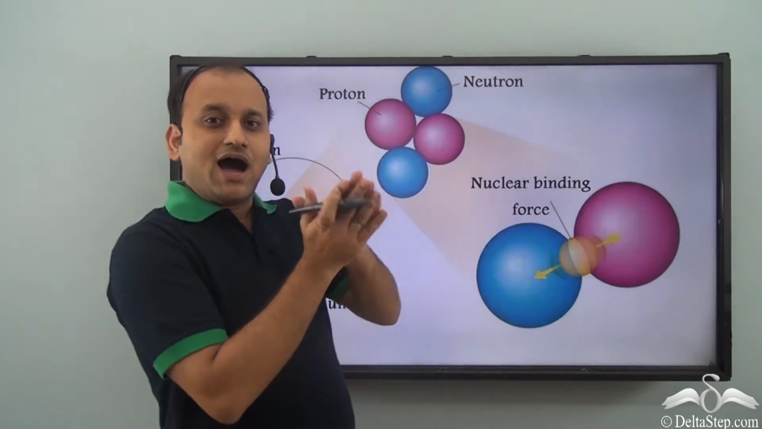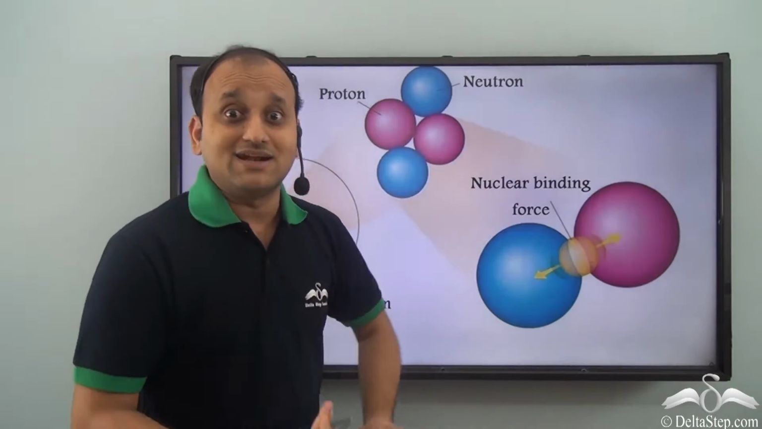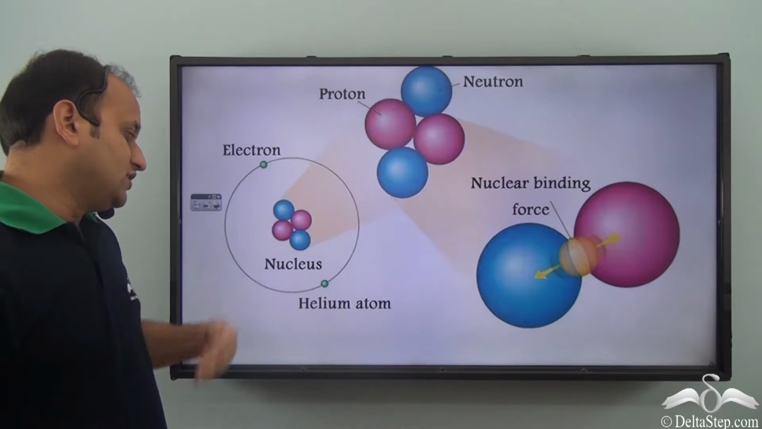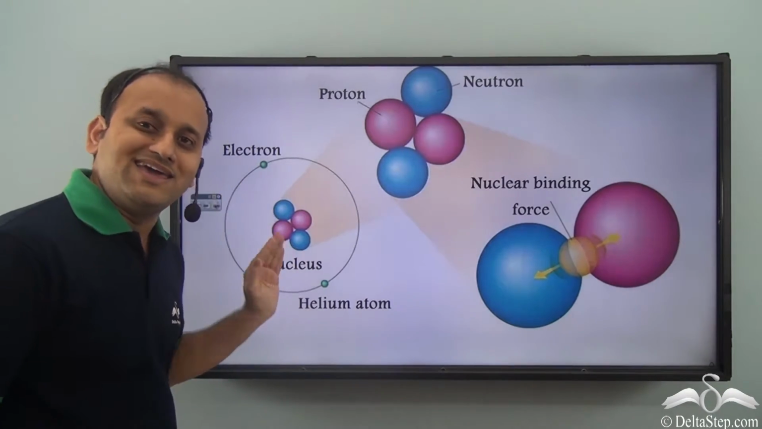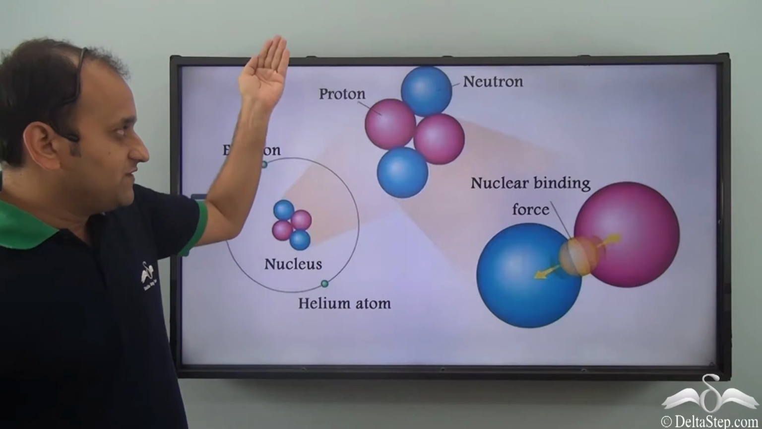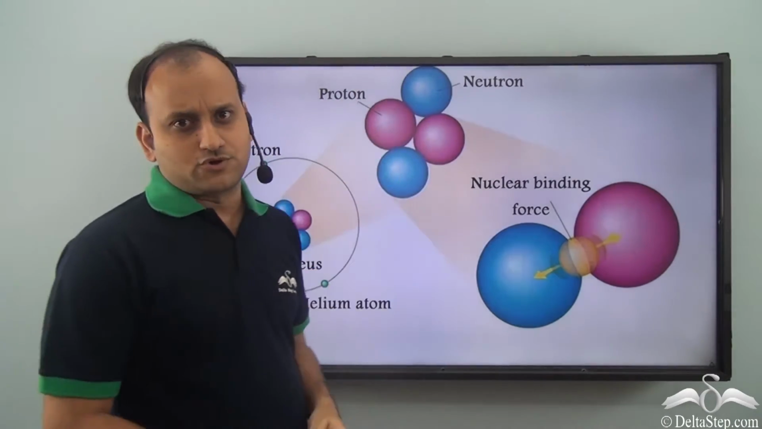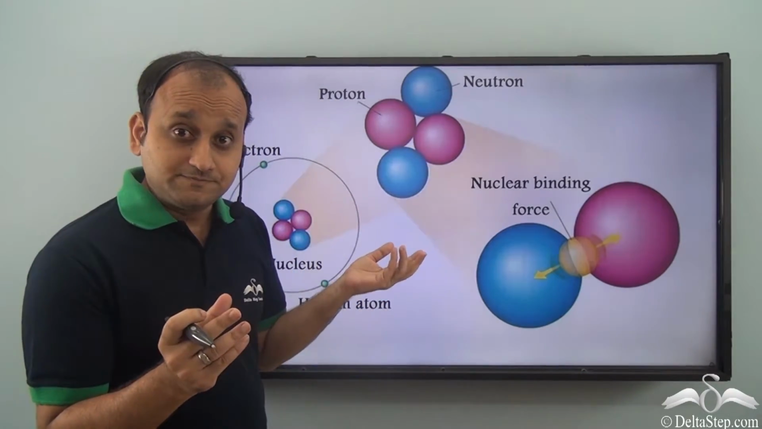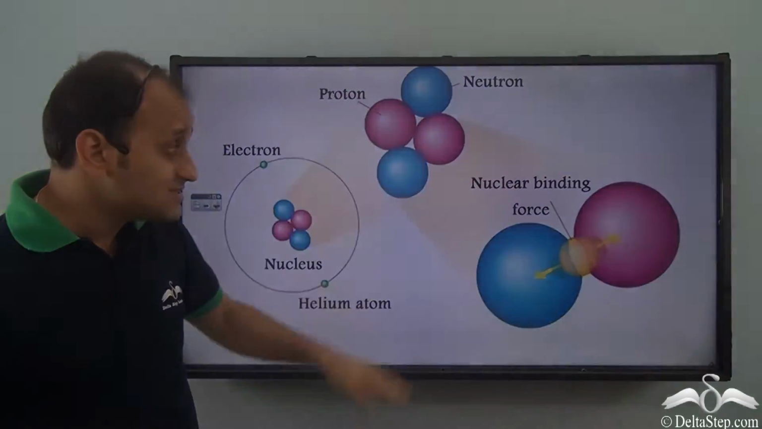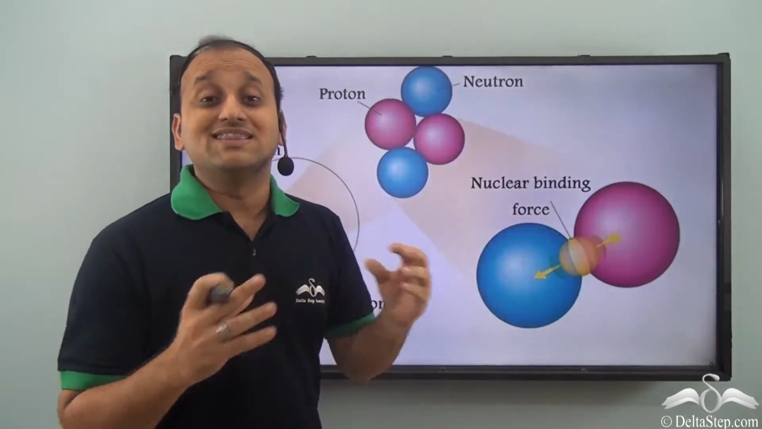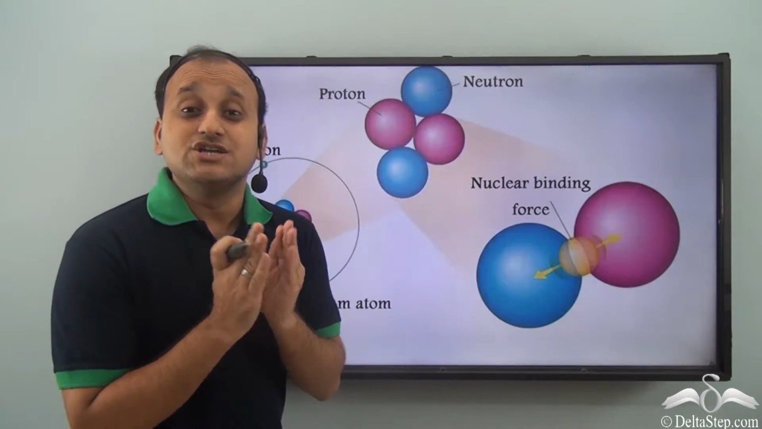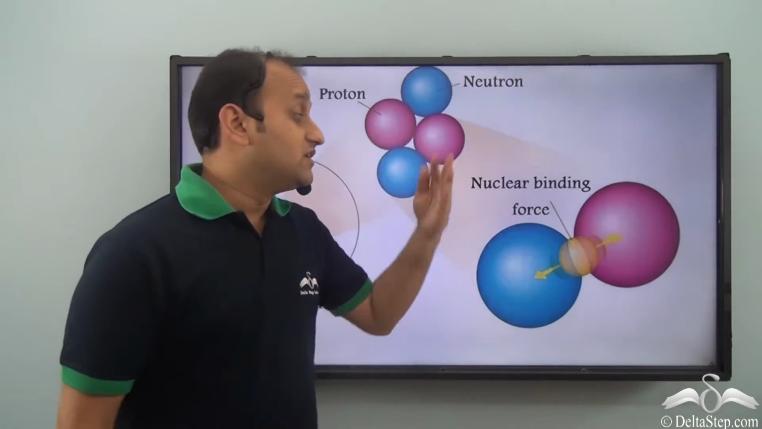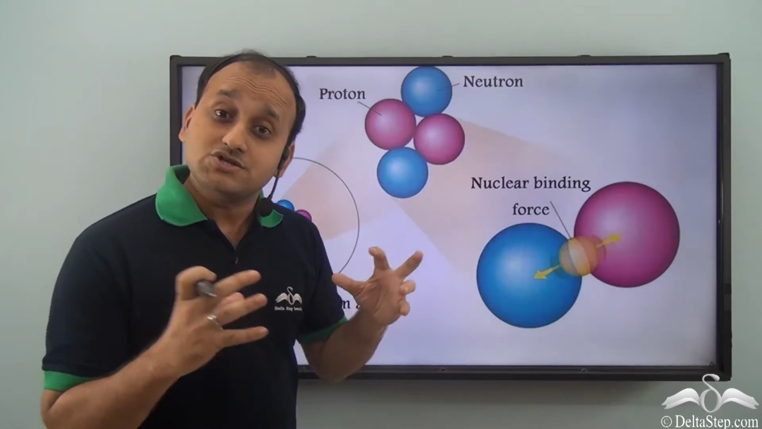So let's understand how the entire nucleus becomes unstable. First of all, let's see this particular nucleus, which is the nucleus of a helium atom. In this nucleus we have two neutrons and two protons. Now protons are positively charged, so they should repel each other. But how are they together? Because there are certain nuclear binding forces that act on these nucleons and they stay together. So while these protons are repelling each other, the nuclear binding forces are holding them together.